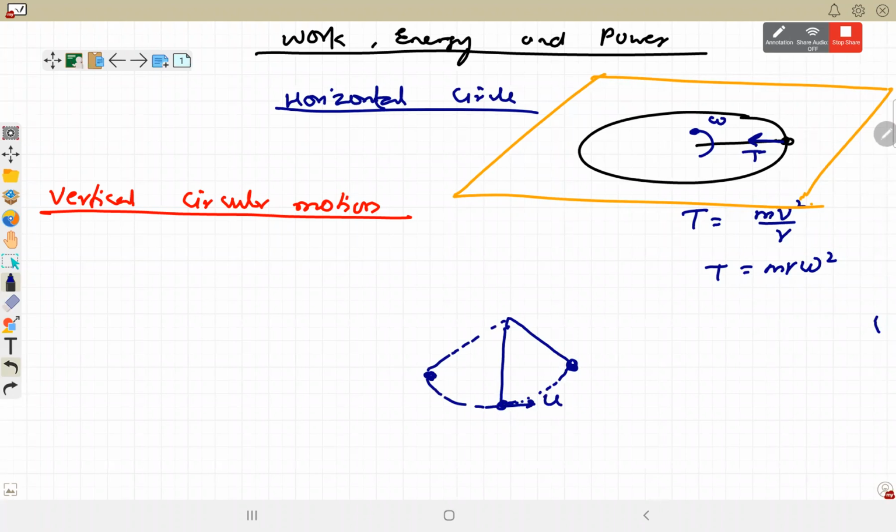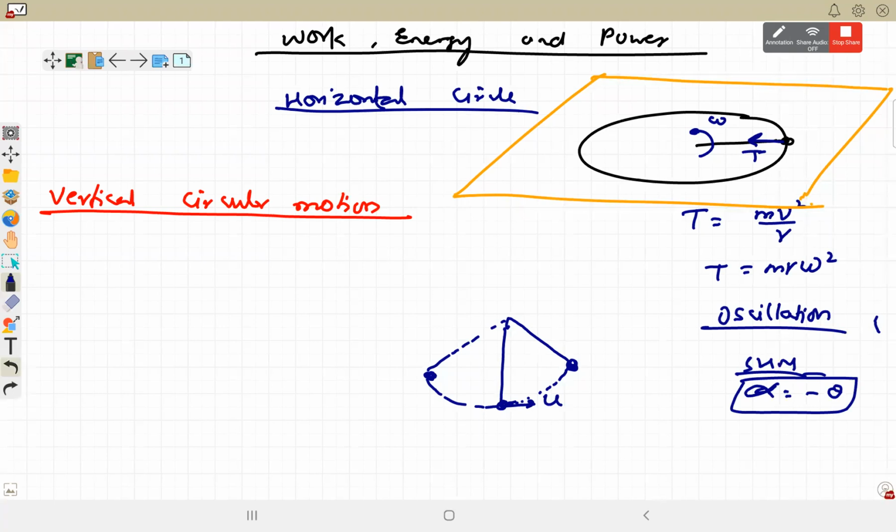The difference between SHM and oscillation is, in oscillation the motion is repeated to and fro, and in SHM the acceleration has to be directly proportional to the opposite of displacement. So alpha should be minus of theta, and that is only for a very small angle. For small angle, sin theta becomes equal to theta. So if it is less than 10 degrees or so, only then we'll call it SHM. Otherwise, it is an oscillatory motion.